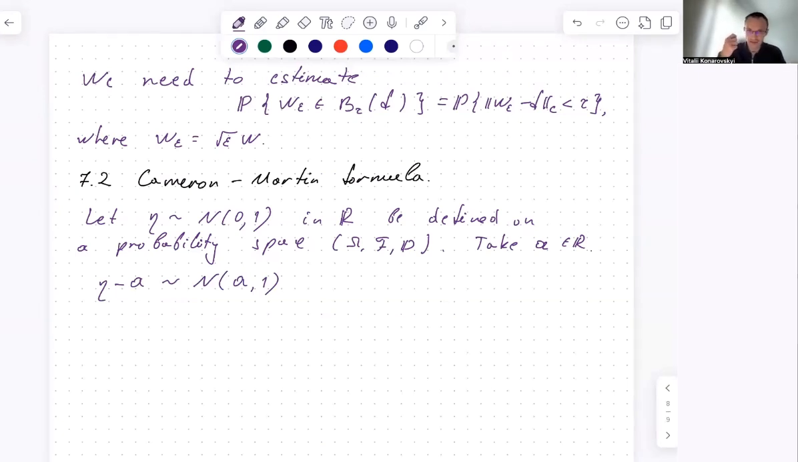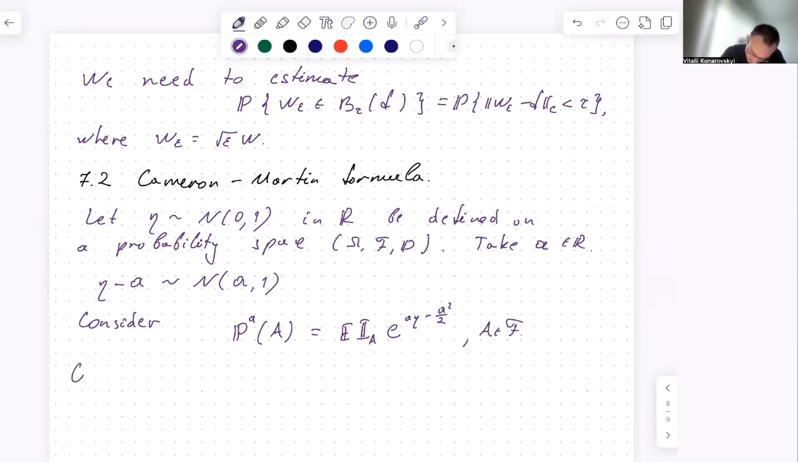And now our idea is the following: it turns out that we can change our probability space in such a way that this object has a standard normal distribution. Let me show how we can do that. Let's consider a new distribution Q, which we define as follows. On the set A, we define Q of A as the expectation of the indicator of A times e to the power a eta minus a squared divided by 2, for every A belonging to F.